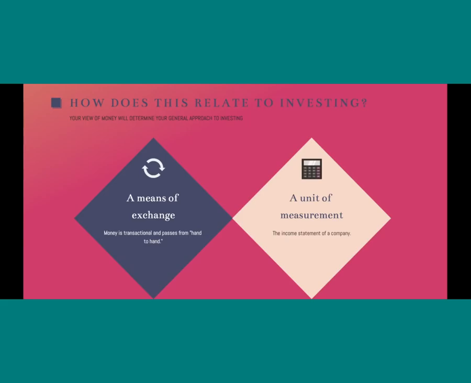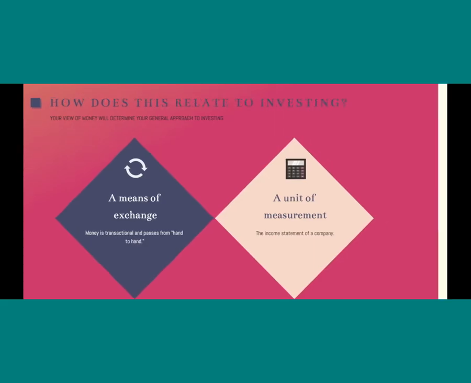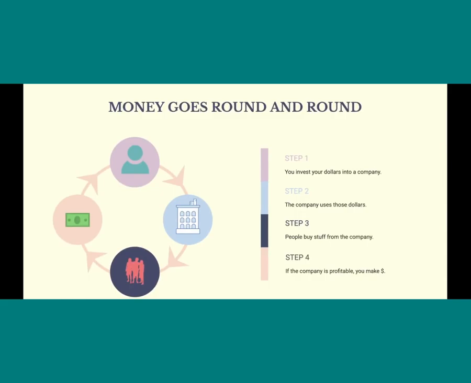And companies use money in order to measure their progress. Like I said, money is a unit of measurement, and you can easily check this in the income statement of any company that you're interested in. Money goes round and round. Now, generally, I like to recommend investing in companies, so buying stocks of those companies or mutual funds and ETFs, partially because my personal view of money is that it's a means of exchange and it is a unit of measurement.